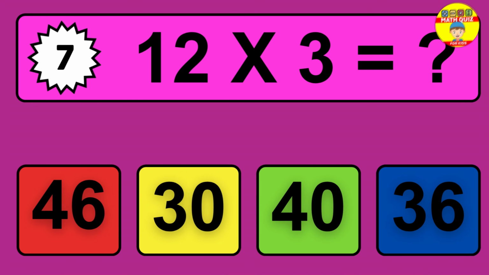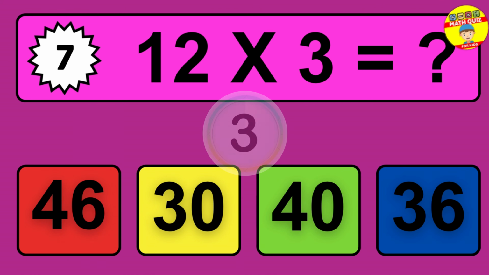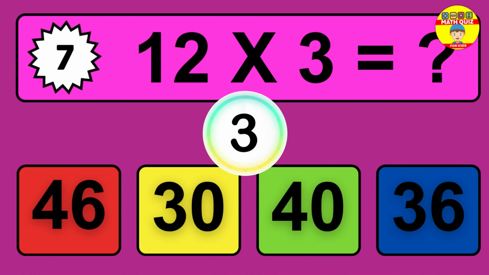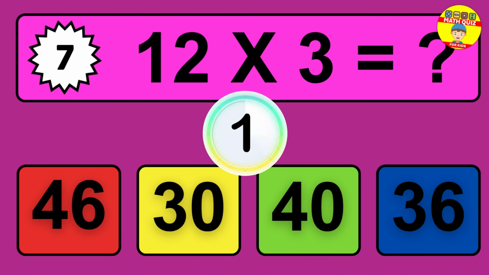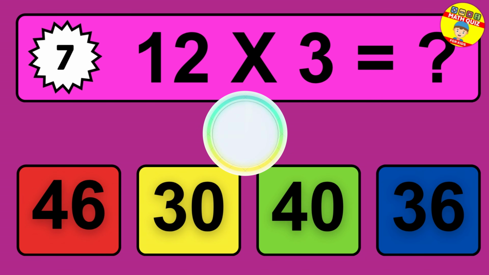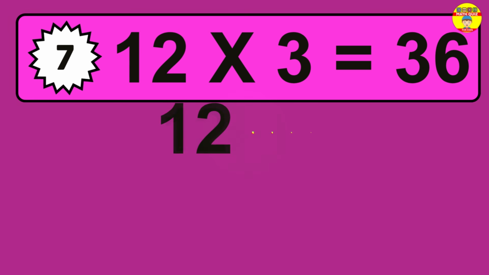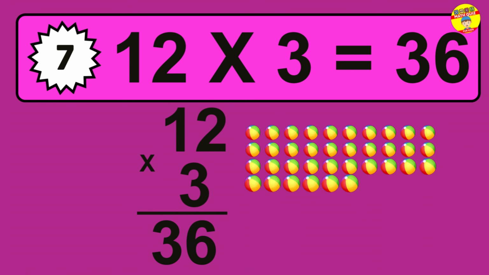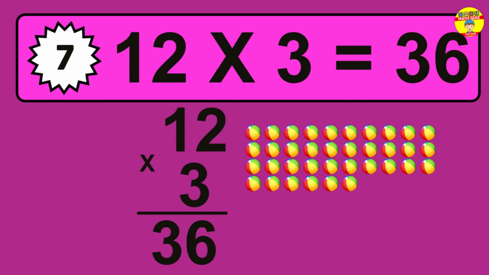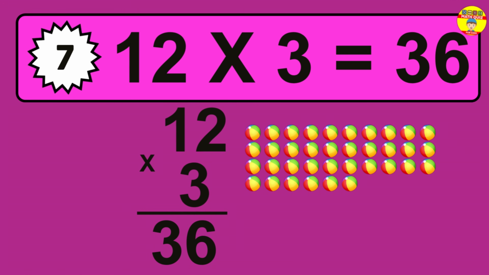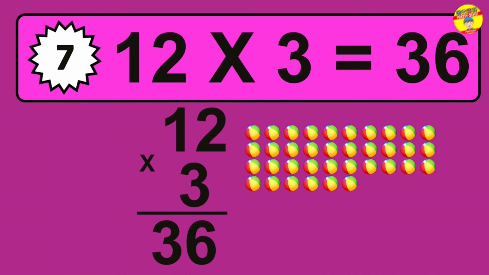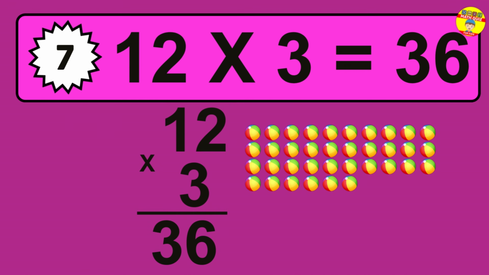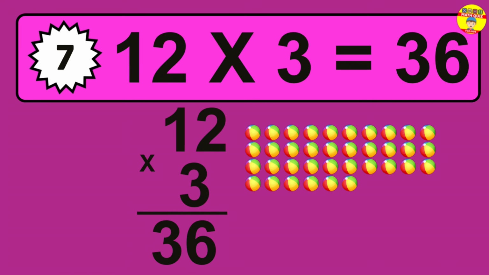Question 7. 12 times 3 equals what? So the answer is 12 times 3 is 36. To calculate, we have 12 groups with 3 balls each one. So how many balls do we have? 36 balls.